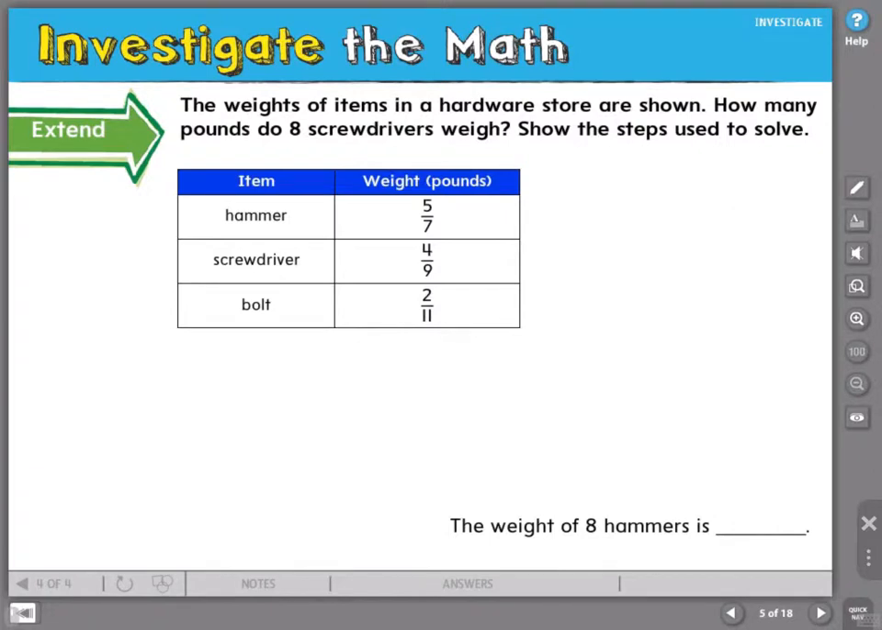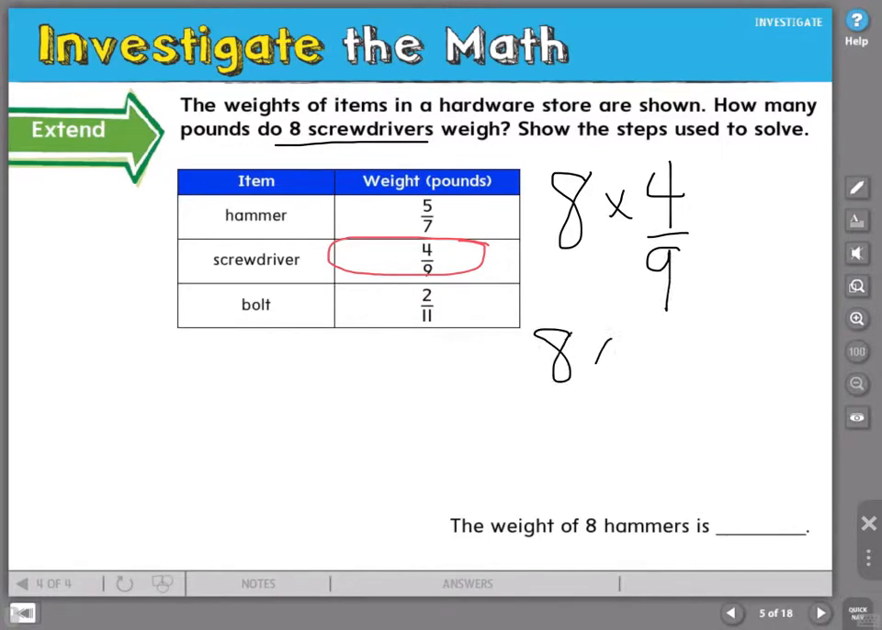Let's see if we can apply what we just learned to a word problem. The weights of items in a hardware store are shown. How many pounds do 8 screwdrivers weigh? Show the steps you used to solve. Well, here are my screwdrivers. They weigh 4/9 of a pound. So that means I would have to find 8 times 4/9, which would be the same thing as 8 times 4 divided by 9.